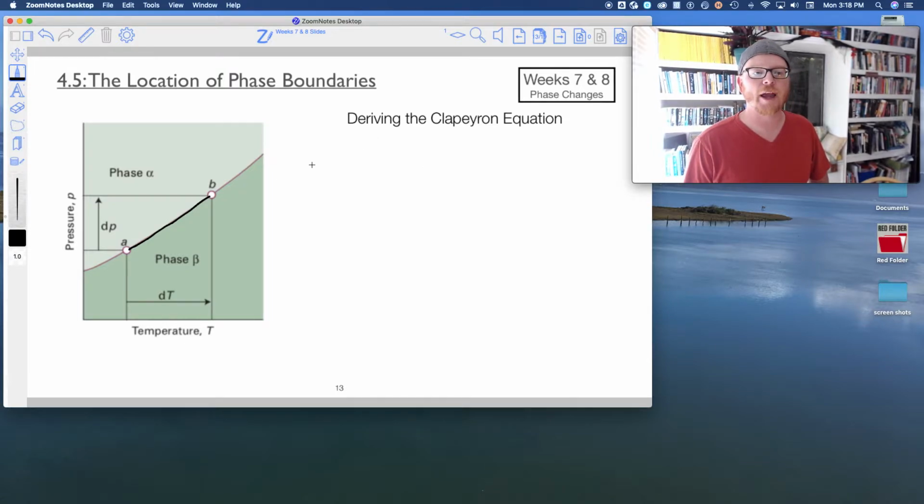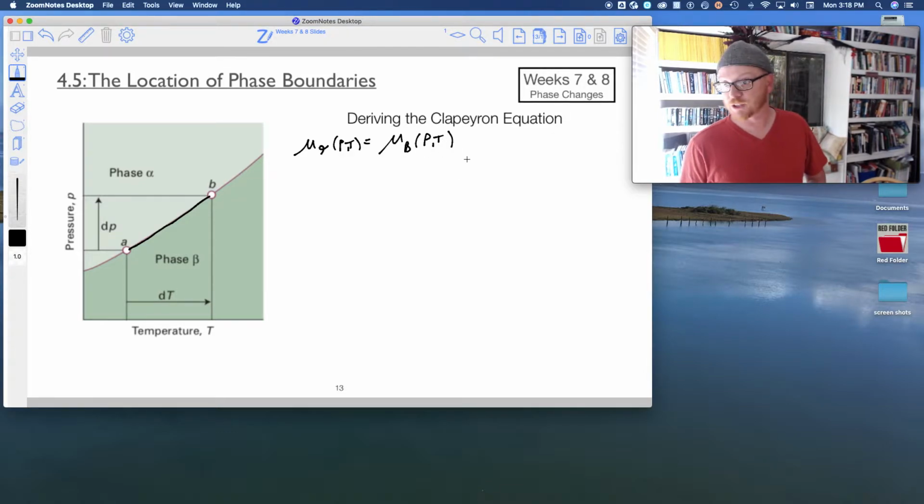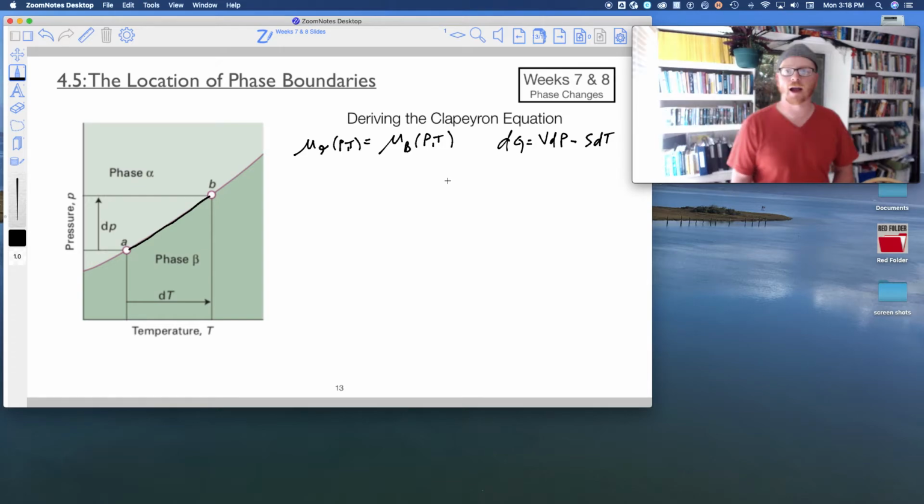So we start by noting that the chemical potential of phase alpha as a function of pressure and temperature has to equal the chemical potential of phase beta as a function of pressure and temperature. So all data points along this line have equal chemical potentials. We also remember the fundamental equation, dG equals VdP minus SdT. And we note that we can exchange free energy and chemical potential. They're the same thing when it's the molar Gibbs free energy.